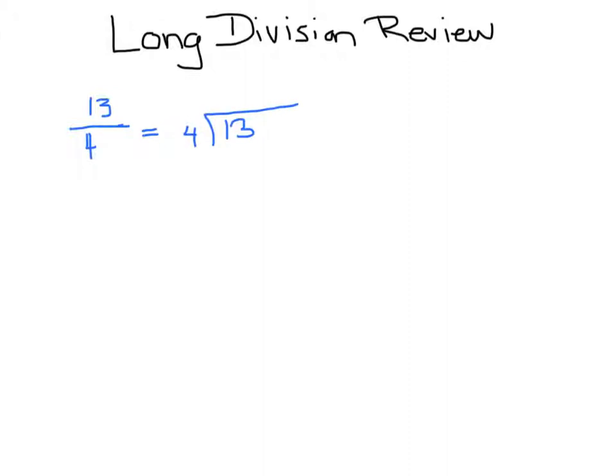Now in long division, the first thing you're going to do is take a look at how many times 4 goes into 1, because that's the outside number going into the first number. And we know that 4 does not go into 1. It goes in 0 times. And we can check that by saying 0 times 4 is 0. We draw a line. 1 minus 0 is 1.